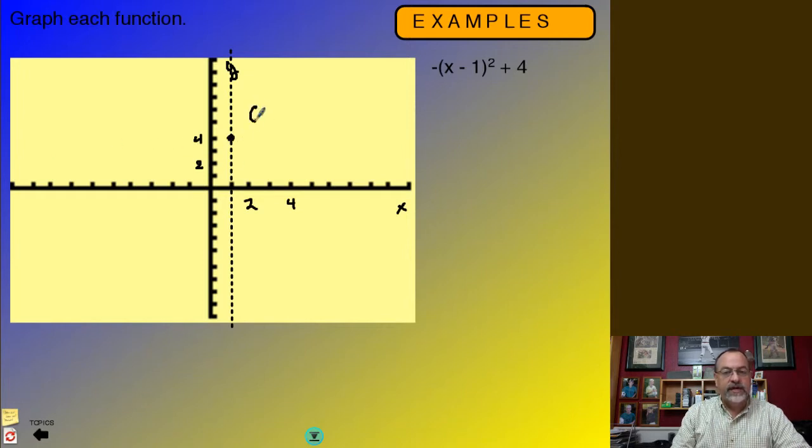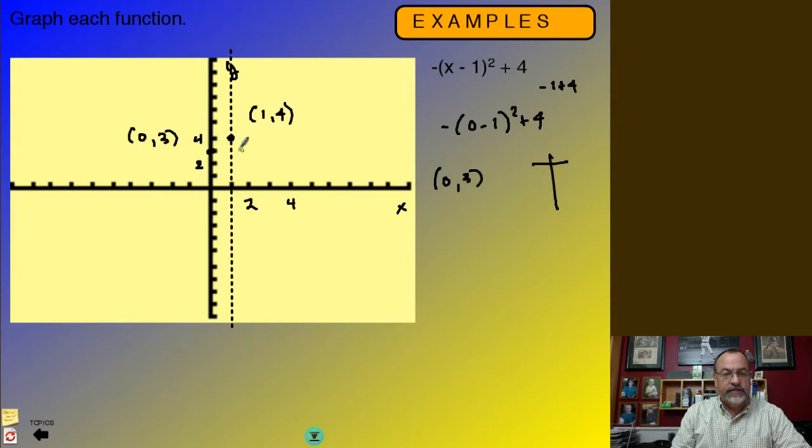So it opens down, so I'm going to put my label up here. The y-intercept is going to be when I substitute in 0. So if I put in 0 for my x value and solve this, that's going to give me my y-intercept. So 0 minus 1 is negative 1 squared. Negative 1 squared is 1, but the negative sign is negative 1 plus 4. So that's going to be a 3. So my y-intercept is going to be at 0, 3. So right here is my y-intercept.